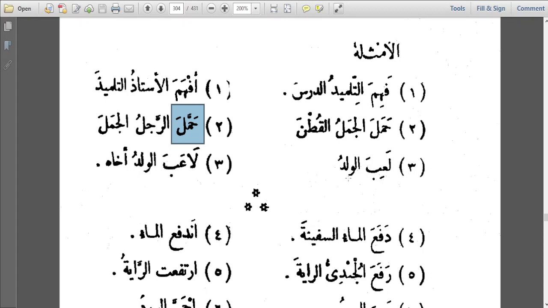Okay. لَعِبَ الْوَلَدُ, the boy played. لَاعَبَ الْوَلَدُ أَخَاهُ. The boy played with his brother. لَعِبَ الْوَلَدُ, the boy played. لَاعَبَ, he played with. Okay. لَاعَبَ بمعنى he played with. So لَاعَبَ الْوَلَدُ أَخَاهُ, the boy played with his brother. What are we seeing here?